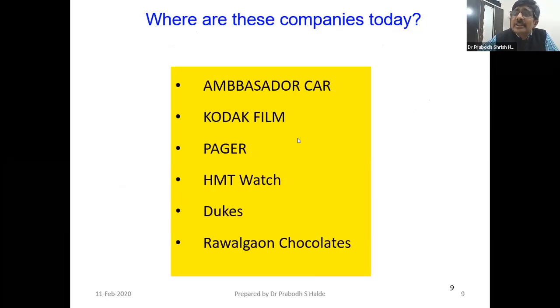What has happened to the Ambassador car? It was number one consistently for 25 years. Kodak film, number one film company consistently for 30 years. Pager, HMT watch, Duke's Cola, Ravalgaon chocolate. Where are they today? What have they missed out on and why are they not here today?